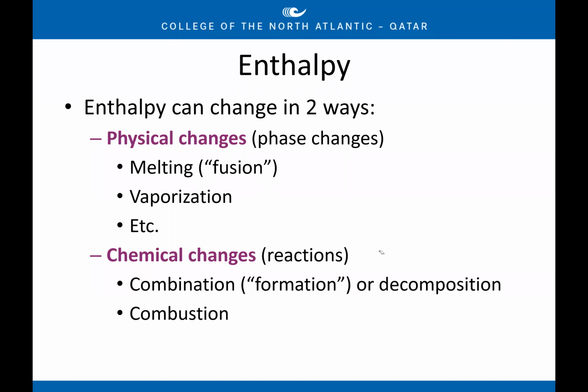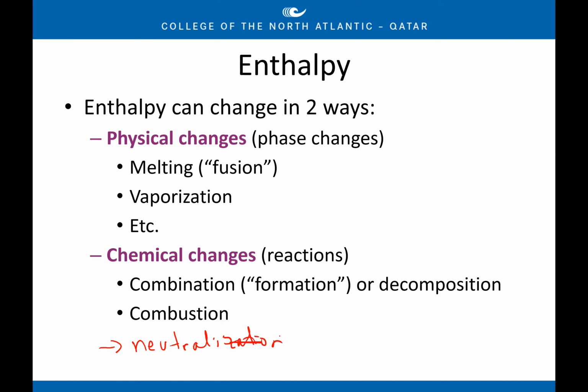So the energy of a system can change by phase changes. It can melt, it can evaporate, it can freeze. Any phase changes will result in enthalpy changes. Another way that the energy can change in a system is by a chemical reaction. So double replacement, neutralization is a good one. You guys did neutralization in your second lab.